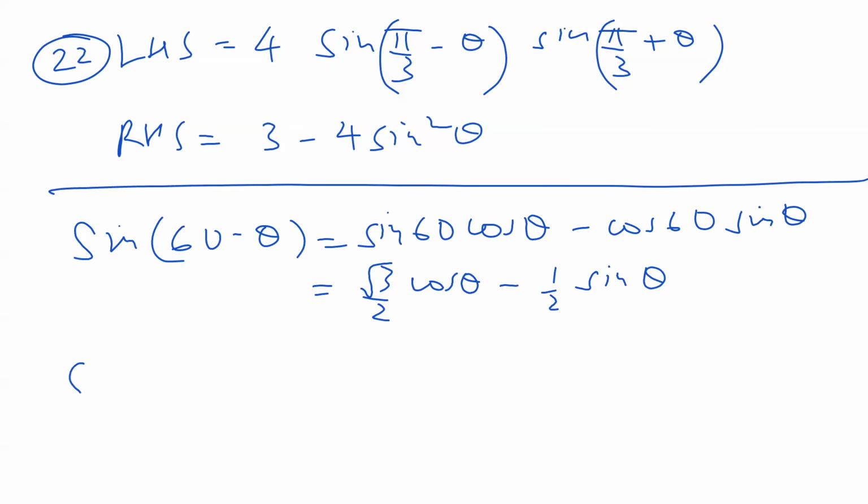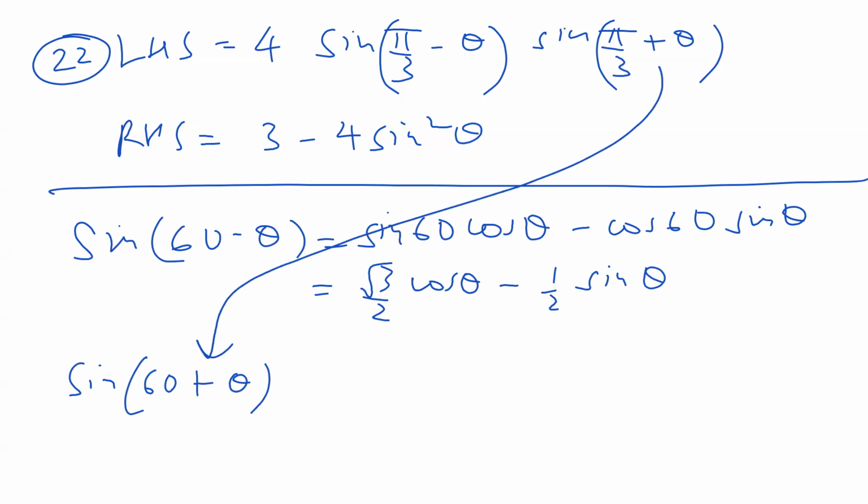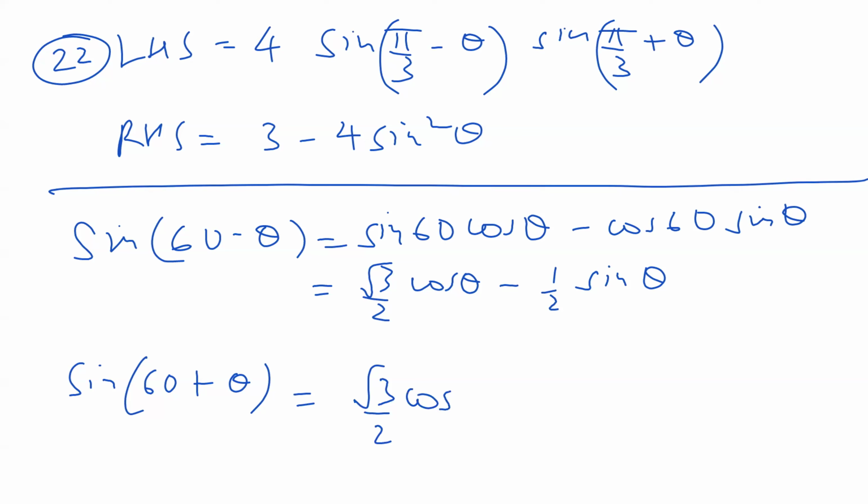Okay. Now sine 60 plus theta. Well, pi by 3 is 60, plus theta. So the answer will remain the same, just that there is a plus sign in between. Okay. If you know the formula, you'll not get confused. Otherwise, just calculate and verify. So we got both the values. Now we have to multiply these two values. Okay. So I'll go to the next page.